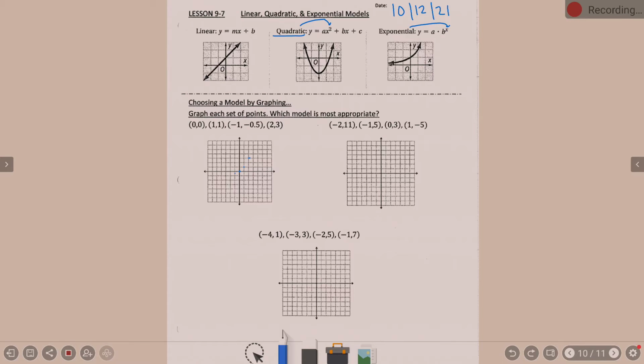Does this one match with the exponential form? It's got one side that's going up, and it's curving, right? It's not a straight line, so it's going up. The other side would be going sideways. So I agree, this one is an exponential.